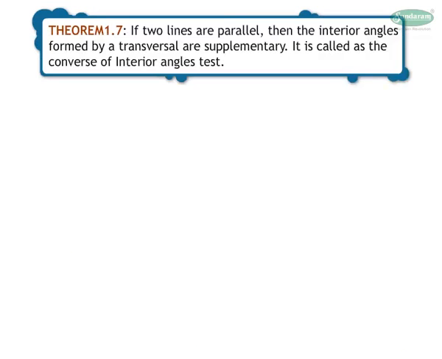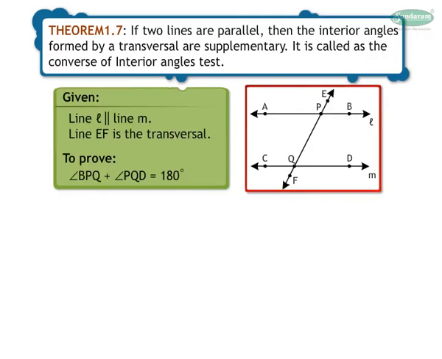Theorem 1.7. If two lines are parallel, then the interior angles formed by a transversal are supplementary. It is called the converse of the interior angles test. It is given that line L is parallel to line M. Line EF is the transversal. We have to prove that angle BPQ plus angle PQD is equal to 180 degrees.